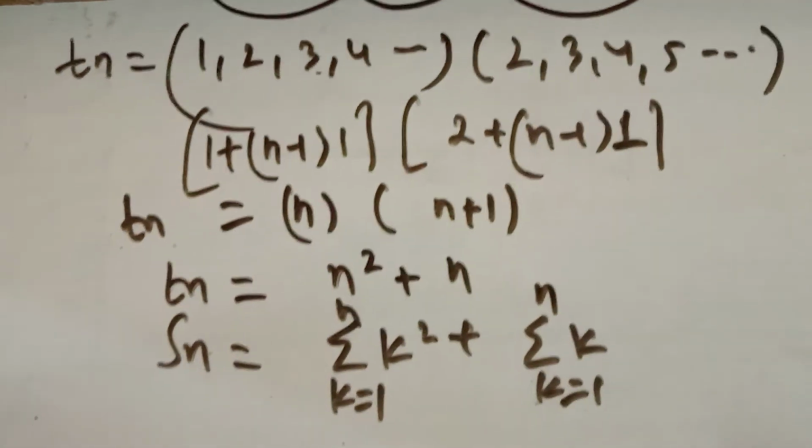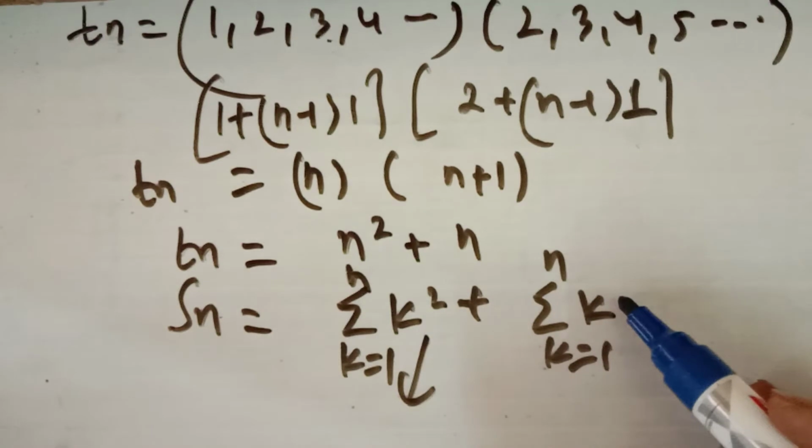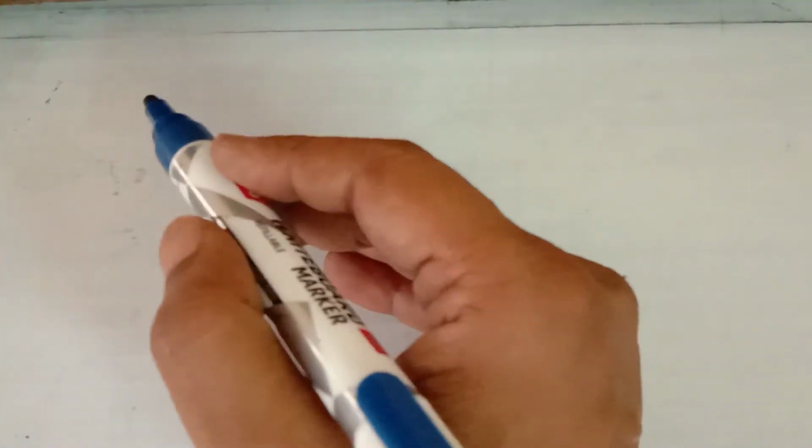So it means you simply find it. You know the formula for this: n into n plus 1 upon 6, and n plus 1 upon 2. Simplify as far as possible. So what you have to do in these types of questions is simply find their nth term.